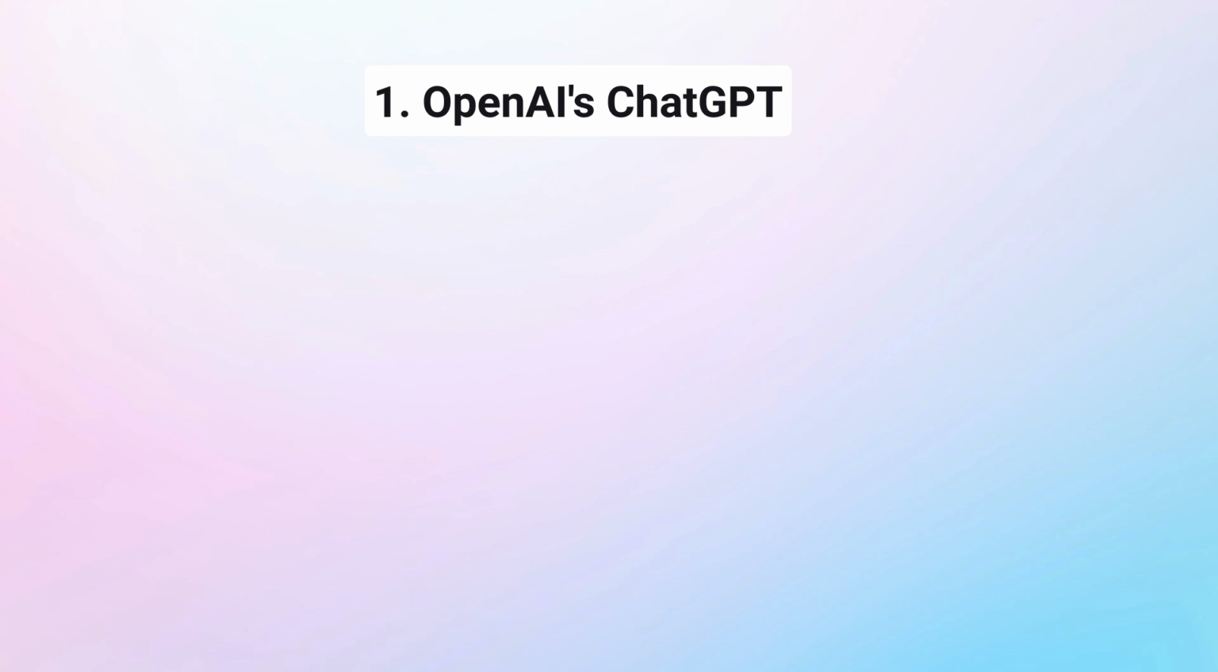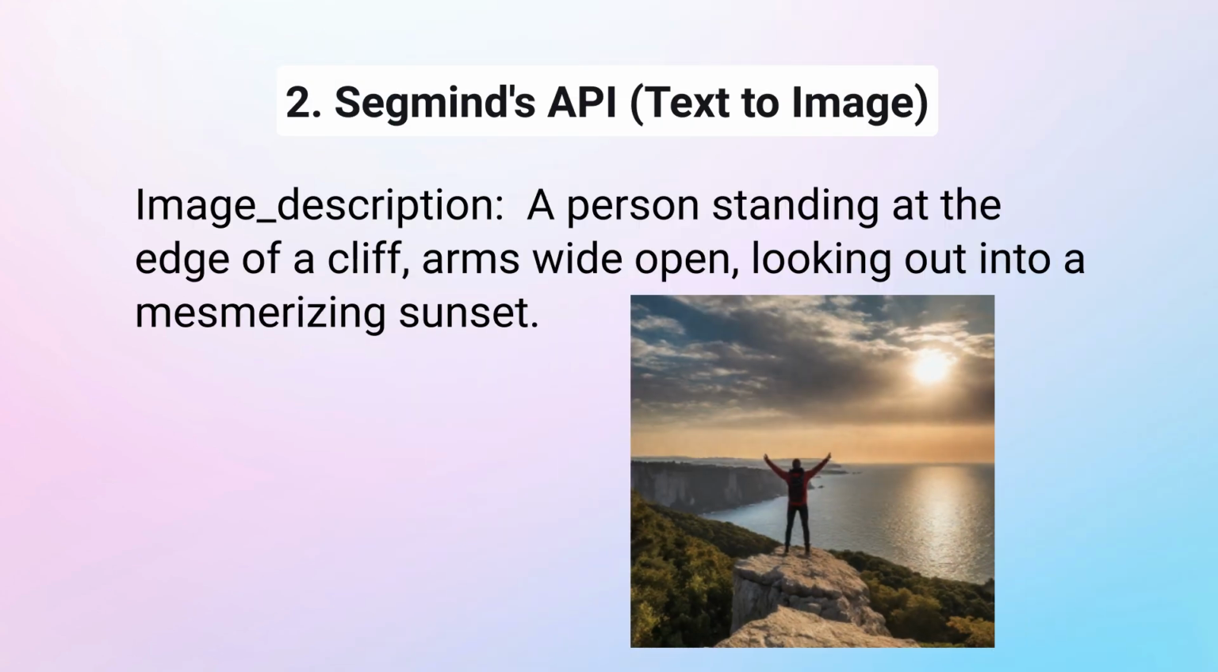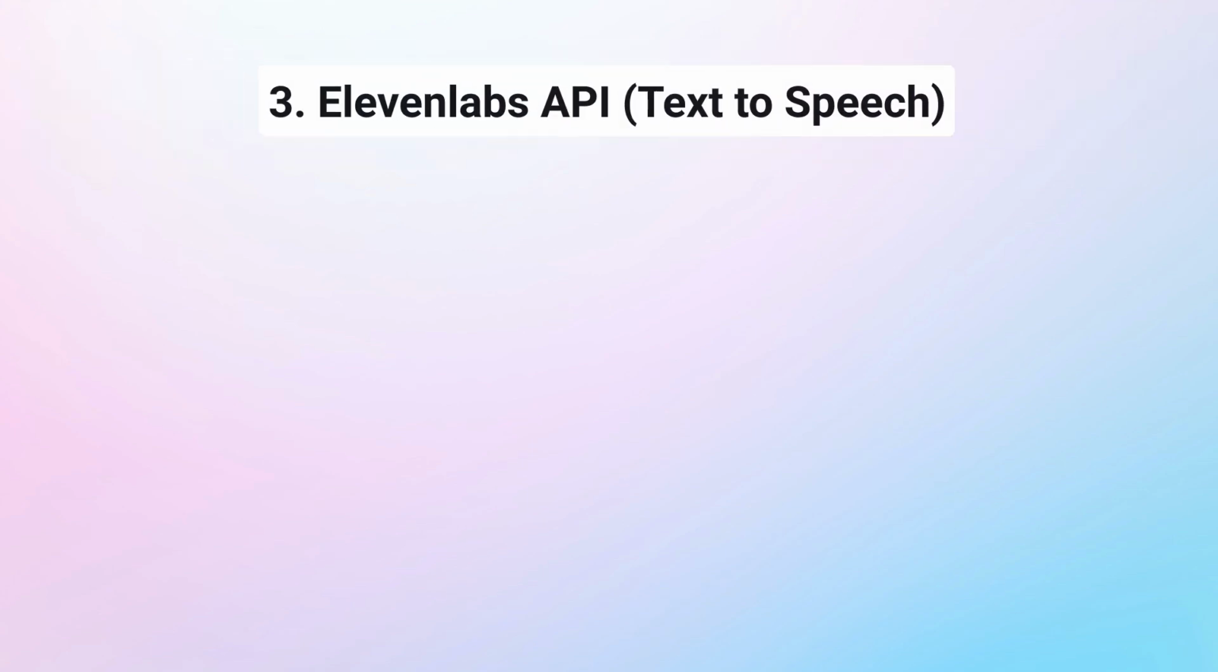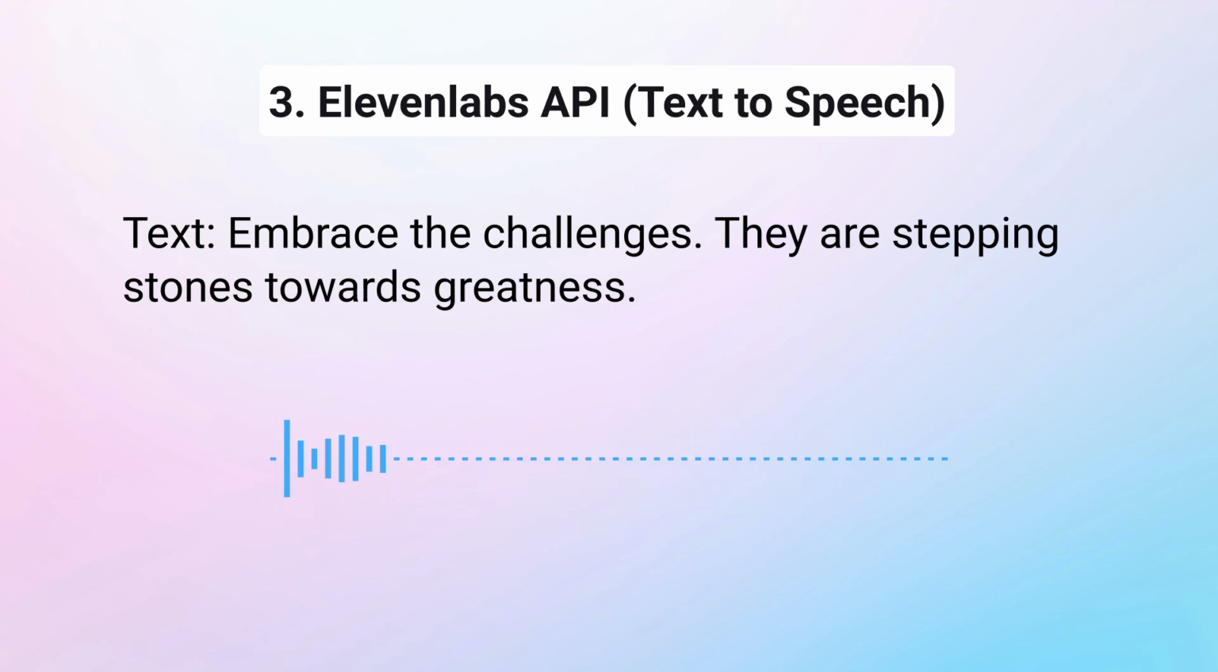First, let's go through the steps involved to achieve this. We will generate our script and corresponding description for visuals using OpenAI's ChatGPT. Then we'll take the image descriptions and generate images with SDXL Stable Diffusion 1.0 using Segmind's API. Then we'll take the script and generate human-like speech with emotions using Elevenlabs text-to-speech API.